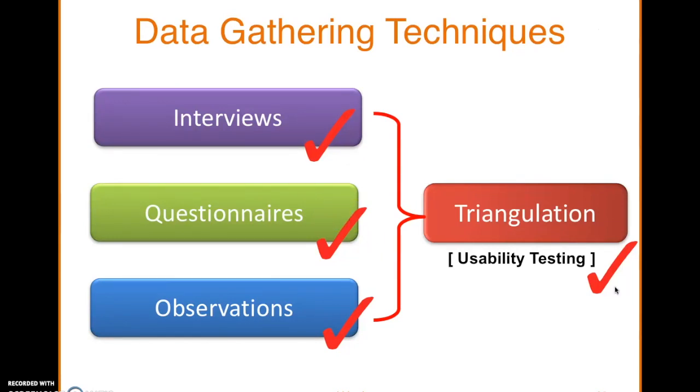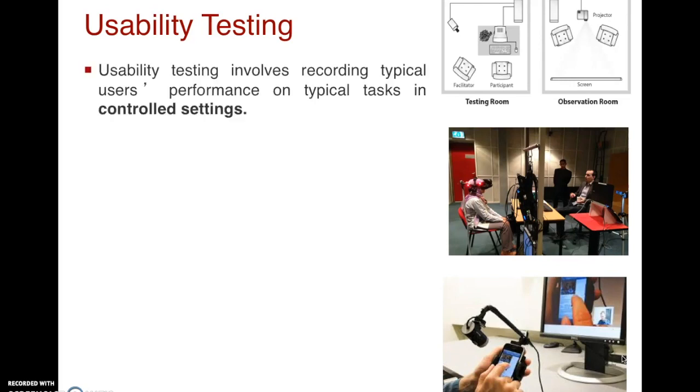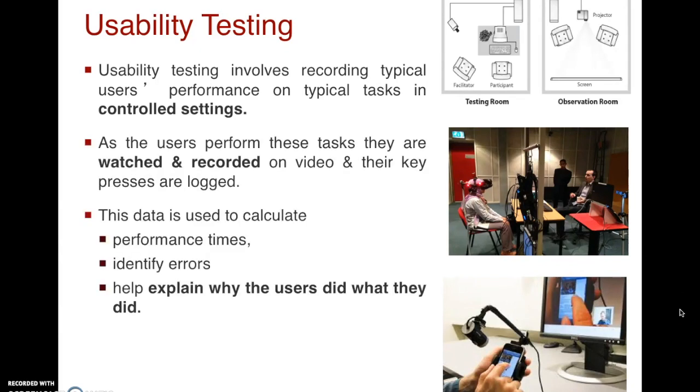And this methodological triangulation is widely implemented in usability testing. Usability testing, which is just what you will do in your assignment or group project, involves recording typical users' performance on typical tasks in controlled settings. As the users perform these tasks, they are watched and recorded on video, and their key presses are ideally logged. Okay, this data is used to calculate performance times, identify errors, and help explain why the users did what they did.